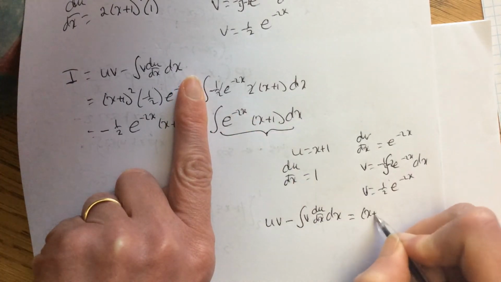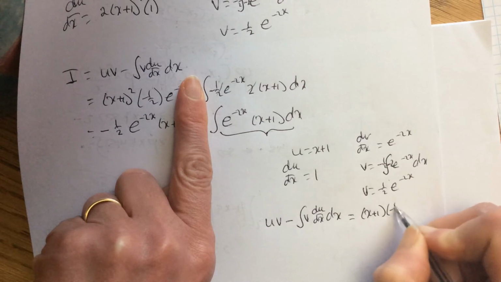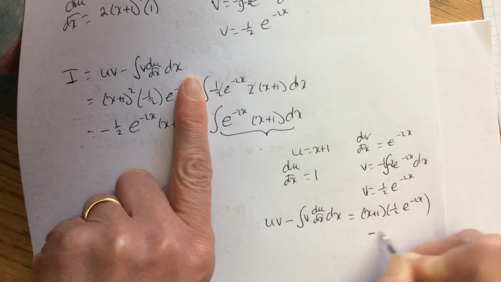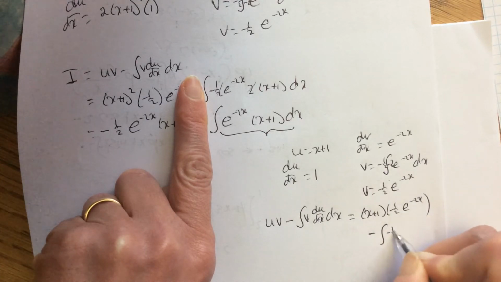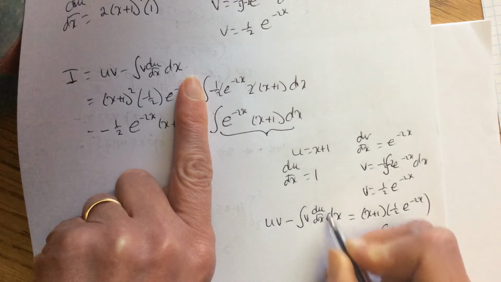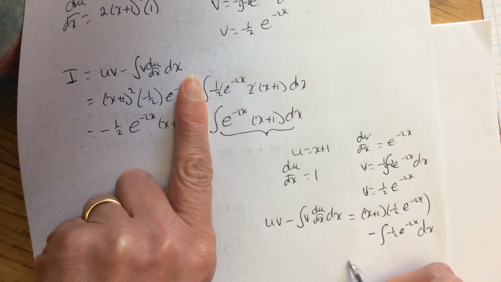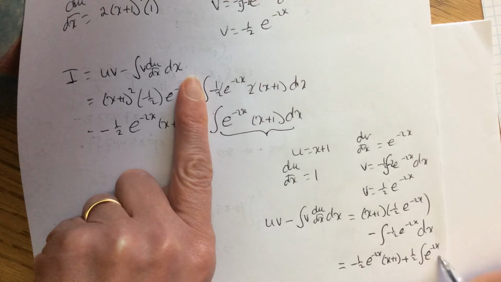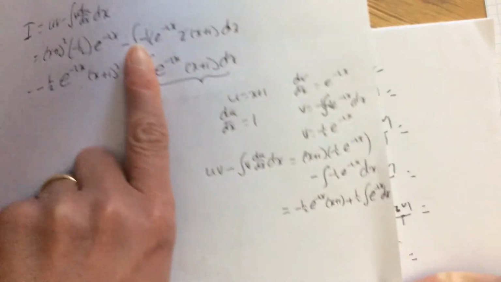u, v, minus integral v du by dx is a 1. Okay, let's tidy that up. So it's minus a half e to the minus 2x, x add 1, plus, I'm going to bring that half out, e to the minus 2x dx. It feels like it's never going to end, this question.